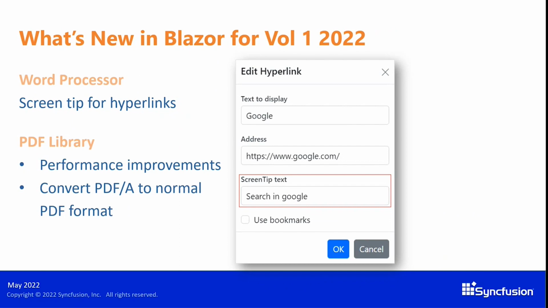And so next, moving on to the PDF library, some performance improvements have been made. So now the PDF library can convert from PDF to PDF-A format 2.5 times faster than before. The PDF library also supports the conversion of PDF-A format to normal PDF format. So these are the updates for PDF library.